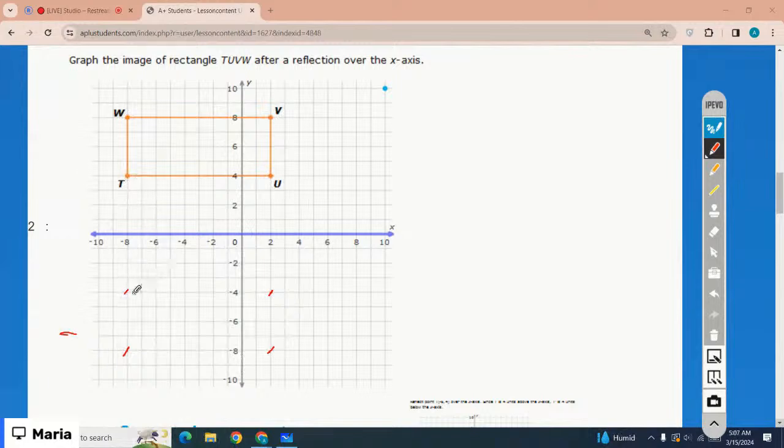So now just join these points and make a rectangle. This is U dash, T dash, V dash, and W dash. Got it? That is the reflected rectangle over the x-axis. So basically for all the 4 points, you have to see how many points they are above the x-axis. You have to move them same distance below the x-axis, right? So you have to join them and make them the reflected image.